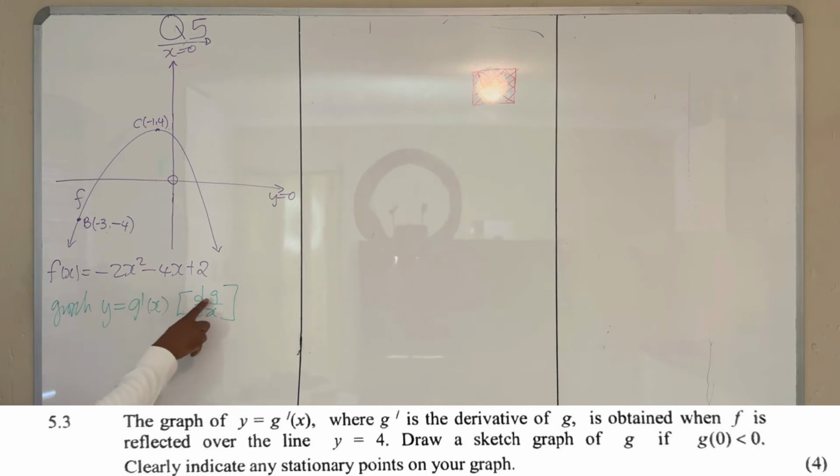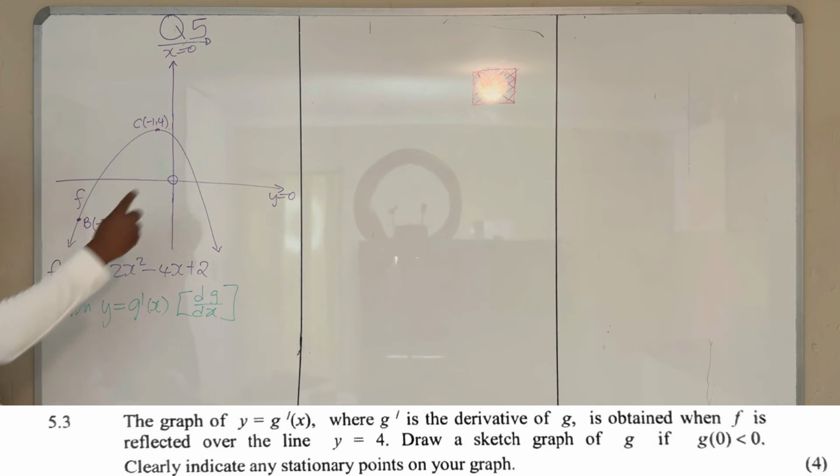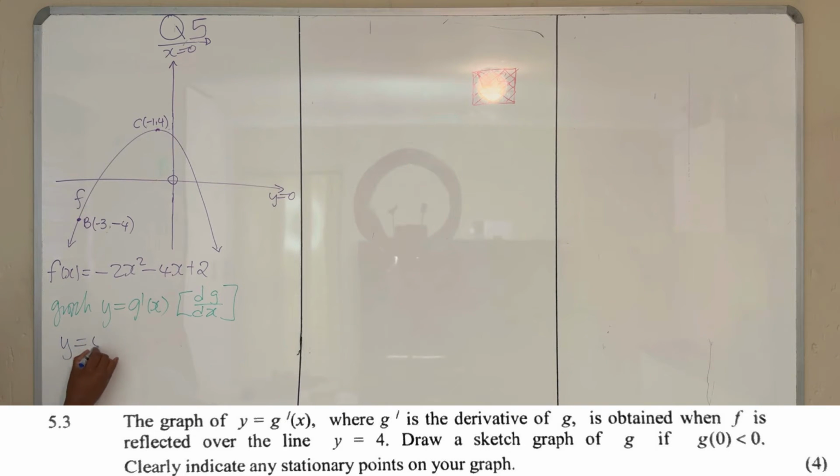Which means g prime is always coming from the derivative of g. Are you following me? How do you get this g prime, which is the derivative of g? They're saying we must reflect our f about the line y is equal to 4. So you are reflecting your f about this line y is equal to 4 to get g prime, which is a derivative of some g. Does that make sense?